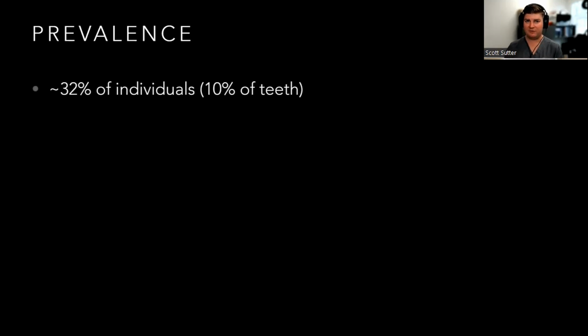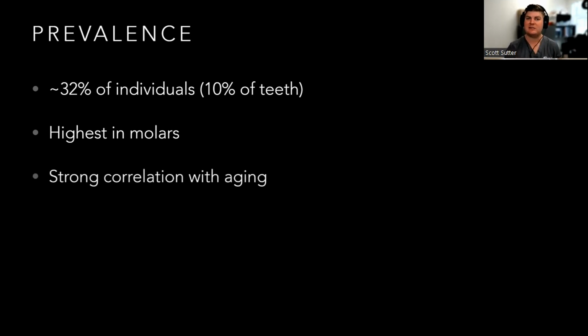So how often are these occurring? It's actually pretty common. About a third of the population has them in about 10% of their teeth. It is almost always the molars, which makes sense. There's the most space inside there for them. They also take the most force. They're some of the first adult teeth to come into the mouth, so they're some of the first ones to have cavities and fillings. So that totally makes sense.